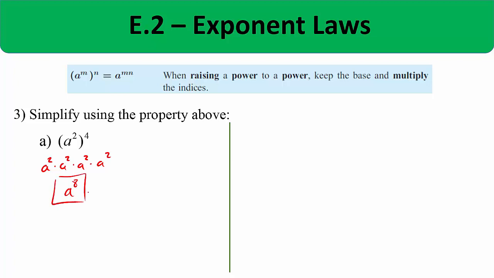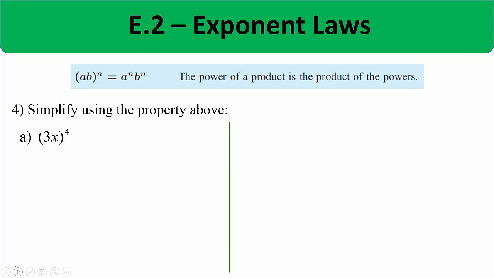So looking at the law, it's like a shortcut. If we have a power raised to a power, then we multiply those two exponents. 2 times 4 gives us 8. So in this example, if I have x to the power of 6, then raised to the power of c, then that means I would multiply those exponents and get x to the power of 6c, because 6 times c we write as 6c.